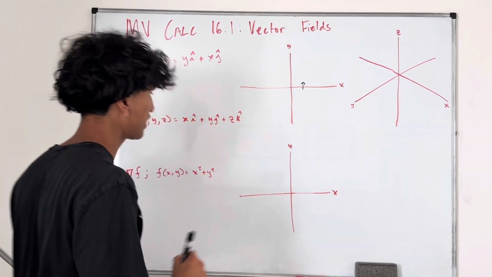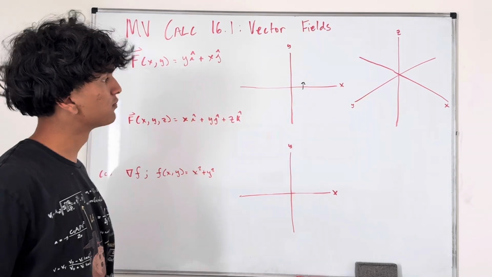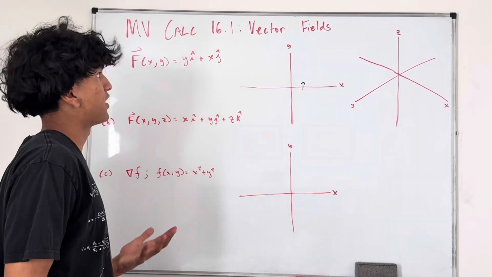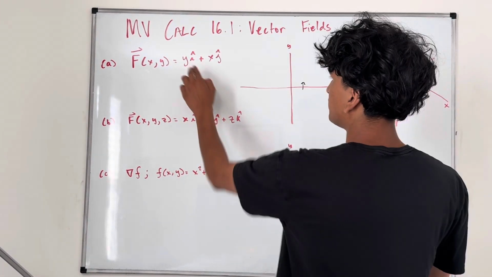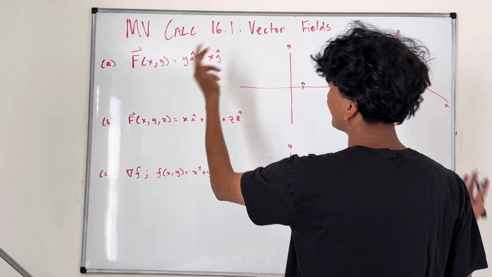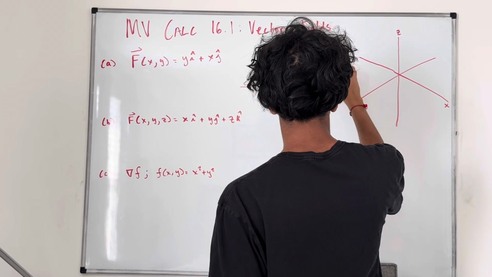So if we were to draw it, it would be a vector that looks like this. It would be at that point, I'm drawing the vector at 1, 0, and it has 0 component in the x direction and 1 component in the y direction. And then you could see, well, if you go 2, 0, the x component is still 0, but the y component, which is the x value, is going to be 2. So you get something like this.